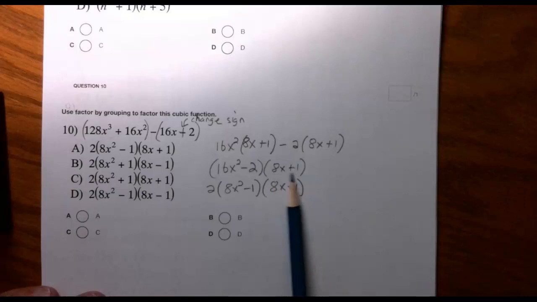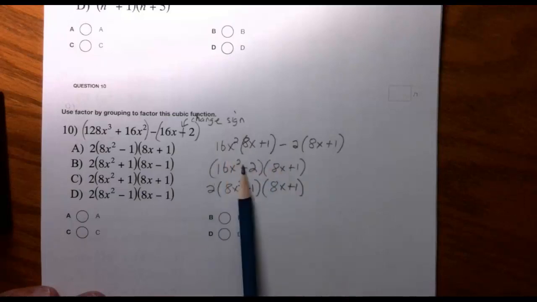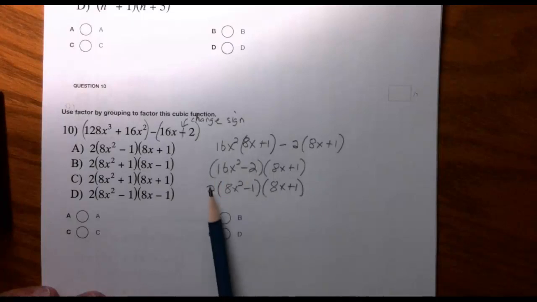All right, 8x plus 1 is here, so 16x squared minus 2 moves in front. But I can factor 2 out of both of those. So take out the 2.